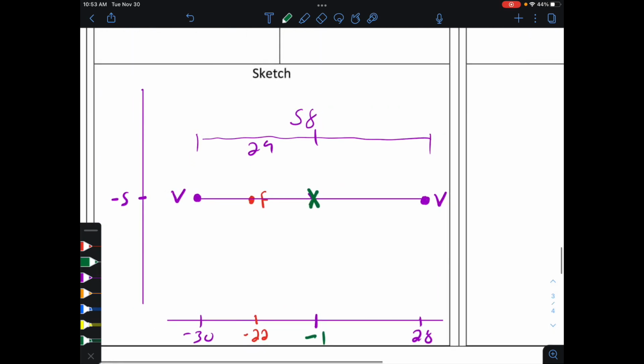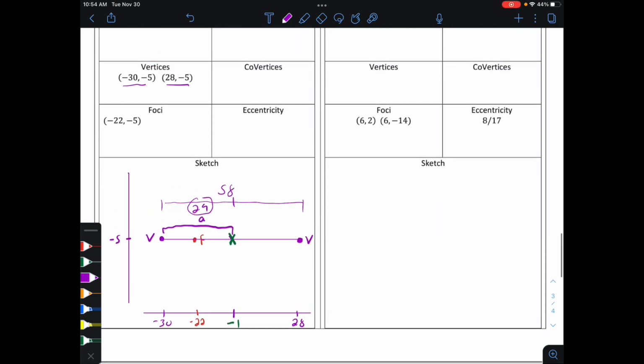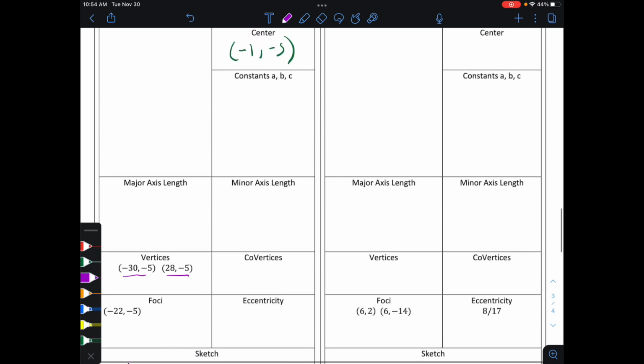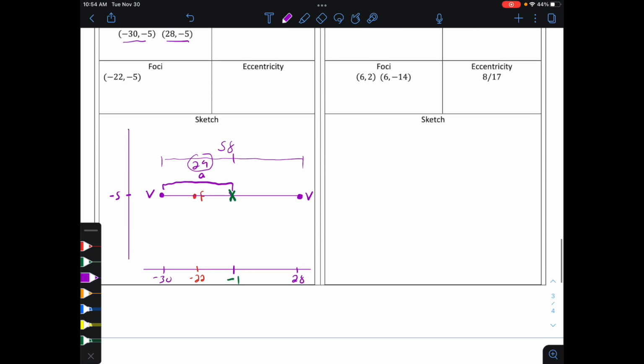Now that I know where my center is, the distance from the center to a vertex is A. Well, we've already discovered that. We said that was 29. So A is 29 units. So I'm going to write A is 29 here. All right, let's see what else we can get.